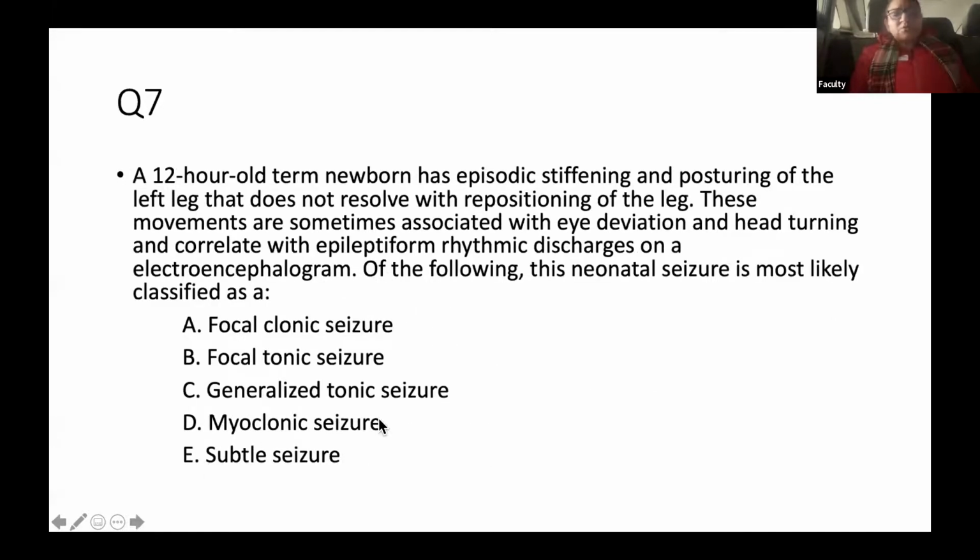Question number 7, a 12-hour-old term newborn has an episodic stiffening and posturing of the left leg that does not resolve with repositioning of the leg. These movements are sometimes associated with eye deviation and head turning and correlate with epileptiform rhythmic discharges on an EEG. Of the following, this neonatal seizure is most likely classified as what? Focal clonic, focal tonic, generalized tonic, myoclonic seizures, or subtle seizure? Generalized tonic seizure.